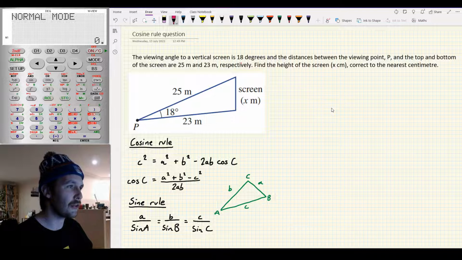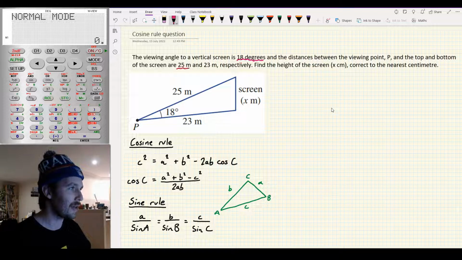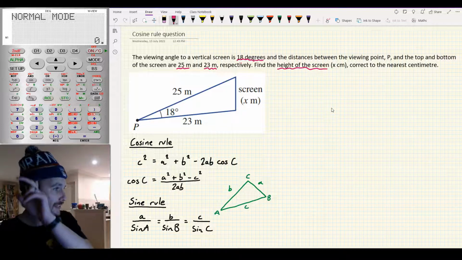We've got the viewing angle to a vertical screen is 18 degrees, and the distances between the viewing point and the top and bottom of the screen are 25 meters and 23 meters respectively. We want to find the height of the screen, correct to the nearest centimeter.